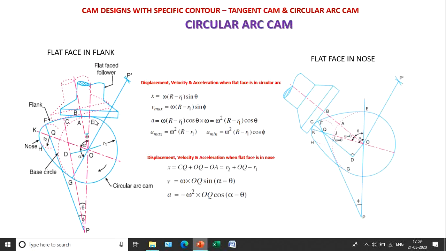Usually it is followed with a flat faced follower. Here also the equations represent displacement, velocity and acceleration when the flat faced follower is on the circular arc. These equations are x, v and a. And if it is at the nose, these equations represent displacement, velocity and acceleration when the flat face is on the nose. Now we will go with a very simple problem.